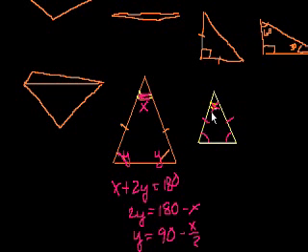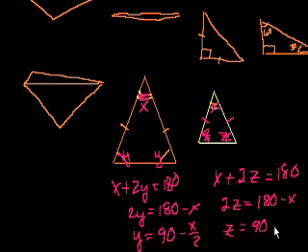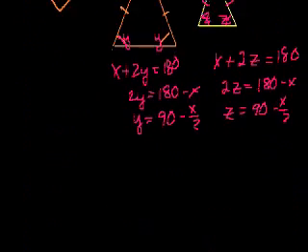Now, if this is x, and let's call these z and z. So we know that x plus 2z is equal to 180. All the angles in a triangle have to add up to 180. Subtract x from both sides. You get 2z is equal to 180 minus x. Divide by 2. You get z is equal to 90 minus x over 2. So z and y are going to be the same angles. So all the angles are the same. So we're dealing with similar triangles. So choice D was definitely correct.